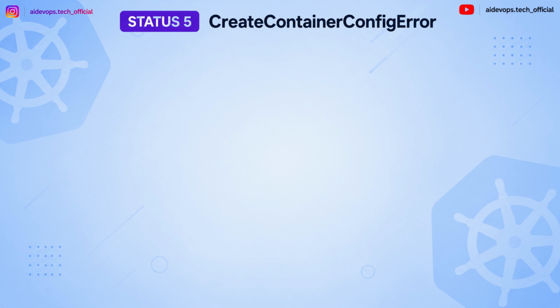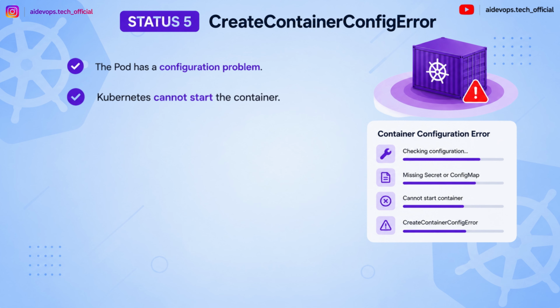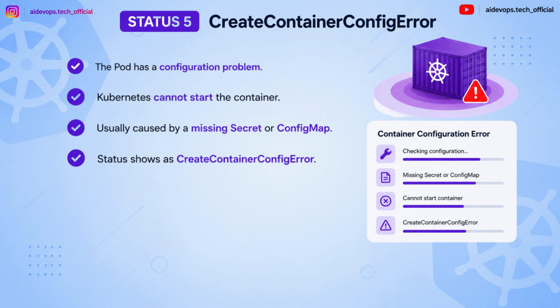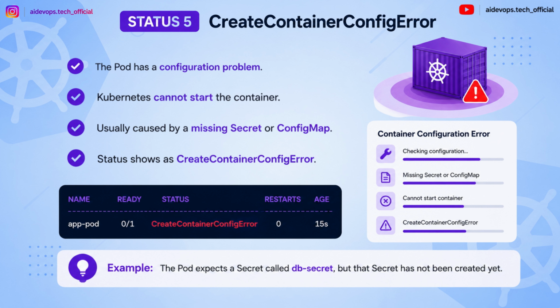The fifth status we have is CreateContainerConfigError. A CreateContainerConfigError means there is a problem with the pod configuration, so Kubernetes cannot start the container. The most common reason is that the pod is trying to use a secret or config map that does not exist. And you'll see the status is CreateContainerConfigError. For example, when the pod expects a secret called dbSecret, but the secret has not been created, Kubernetes cannot find it and the container cannot start.